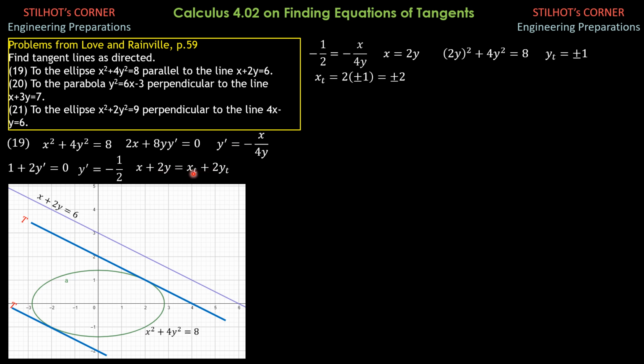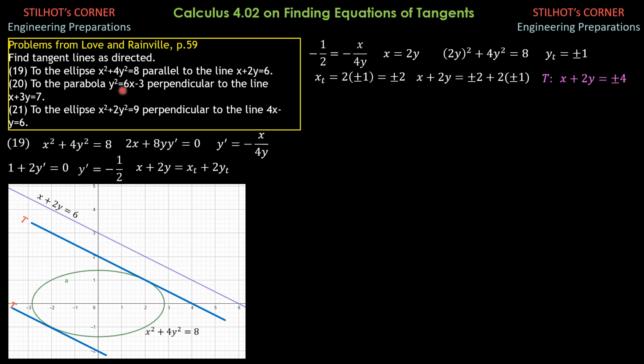Substitute into this expected equation. x plus 2y equals x sub t, plus or minus 2, plus 2 times y sub t, 2 times plus or minus 1. So plus or minus 2 plus or minus 2. Therefore, x plus 2y equals plus or minus 4. These are the equations of the tangents. This is for plus 4 and this is for negative 4 at the right.